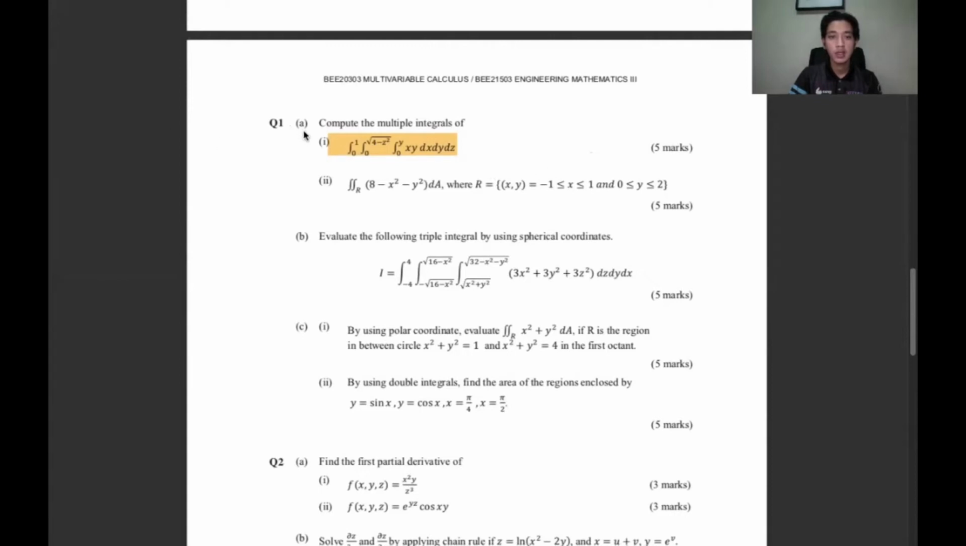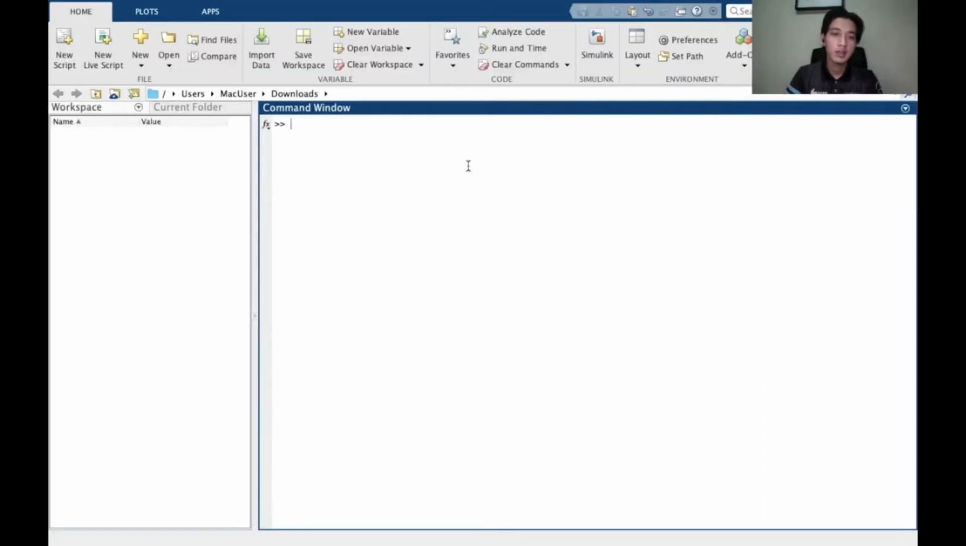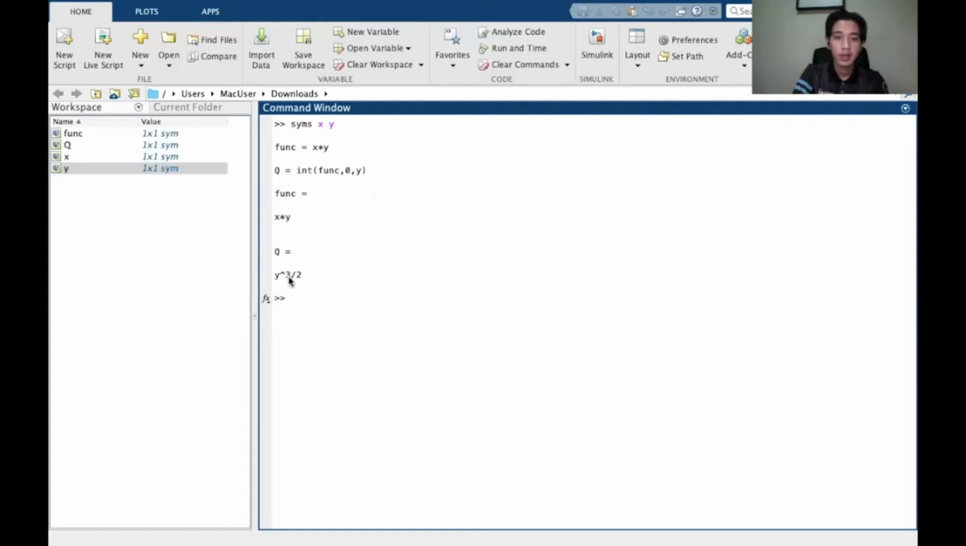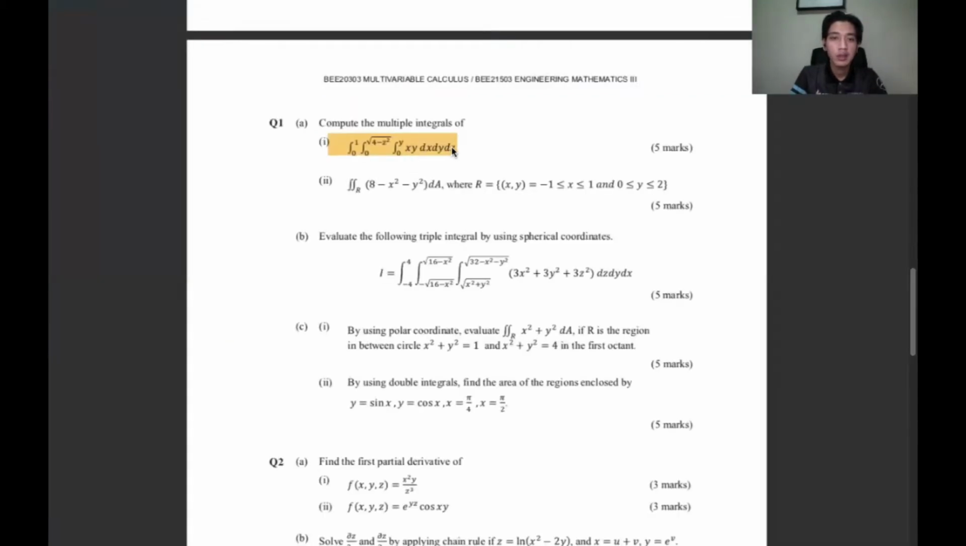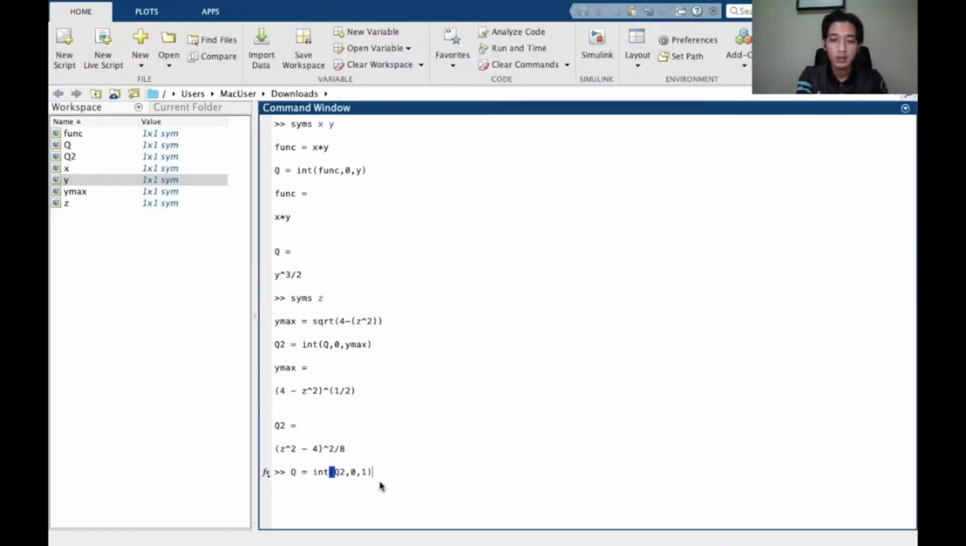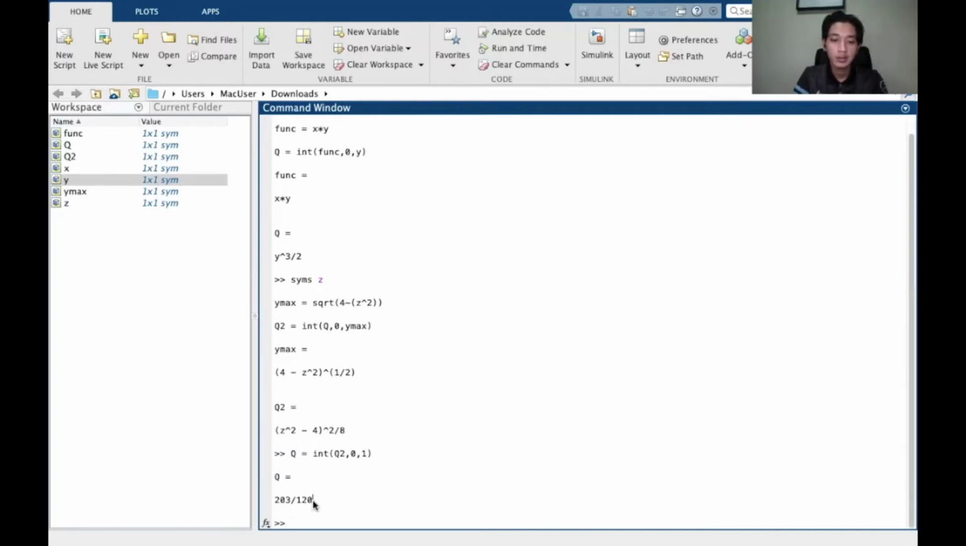Now I'm going to show you how to do the summation for question 1. First, let's start with question A1, which is to multiply the integral of this. In this summation, I will be using MATLAB. We get 9 to the power of 3 over 2. Then let's do the dy. We get z to the power of 2 minus 4 to the power of 2 over 8. Then we find the integral in terms of dz, where the limit is 0 and 1. Okay, we get the answer here.